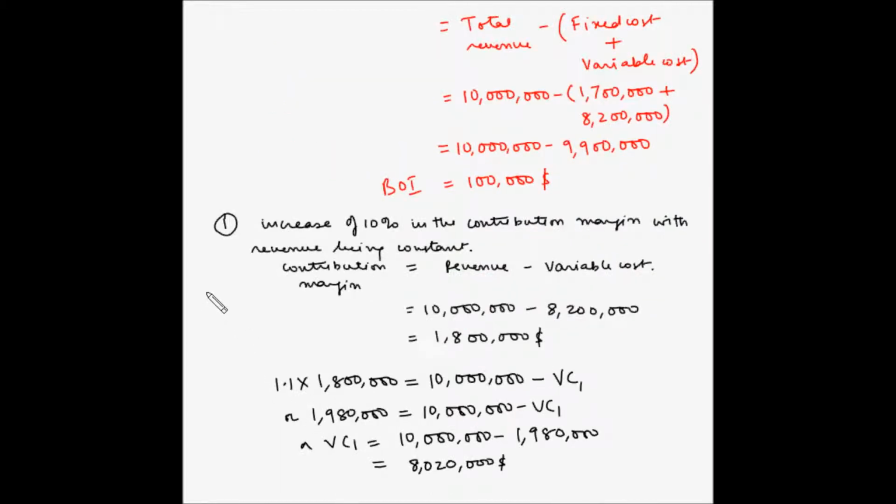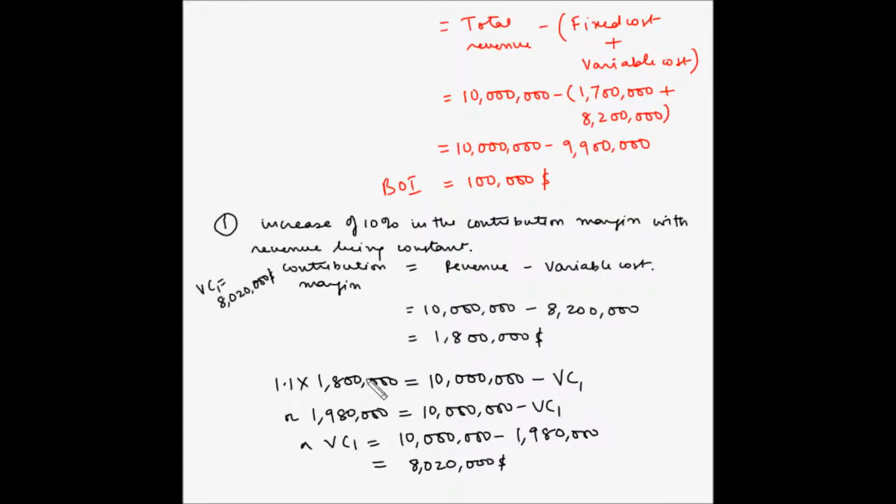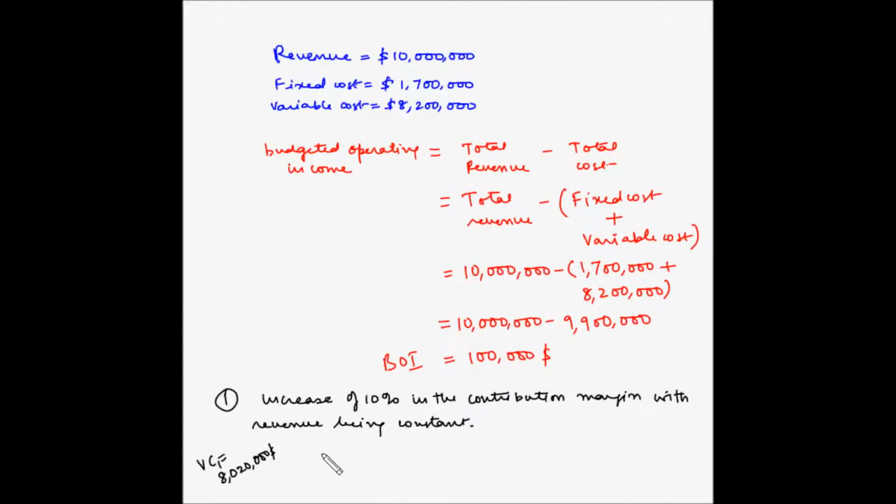So let me note this down here. VC1 is equal to $8.02 million. Let me remove this portion so that we can do the calculation for the new budgeted operating income. So the formula for the budgeted operating income is the same: total revenue minus total cost, where total cost is equal to fixed cost plus variable cost. So let's plug in the numbers.